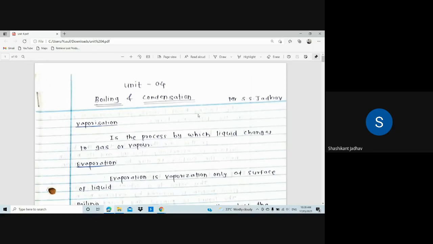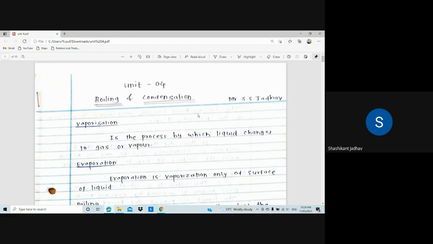So vaporization is the process by which liquid changes to gas or vapor. Did you understand? What is meant by vaporization? In vaporization, the liquid is converted into gas or vapors. That process is nothing but vaporization. All of you understood what is meant by vaporization? Liquid is converted into gas or vapor, that is nothing but vaporization. Okay, so all of you write down the definition of vaporization.